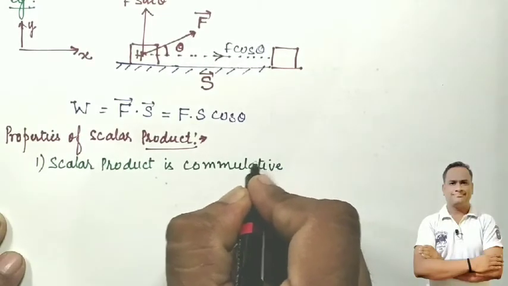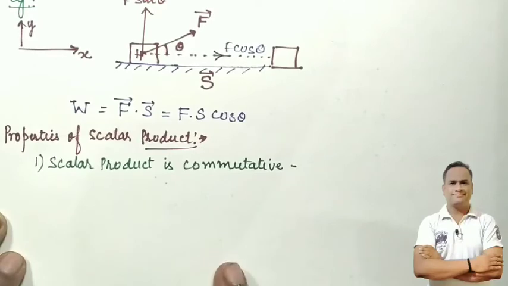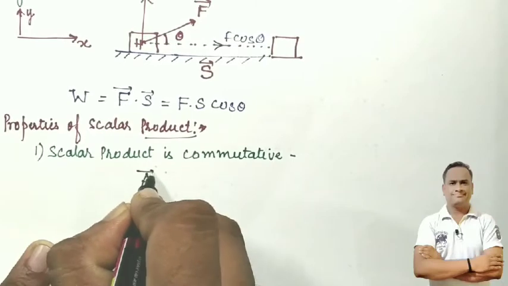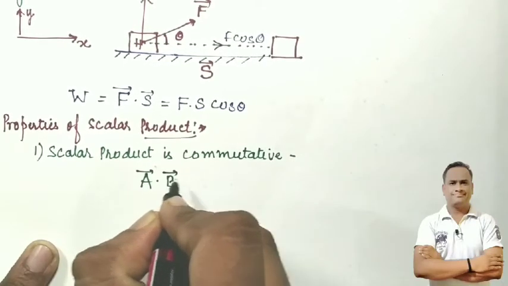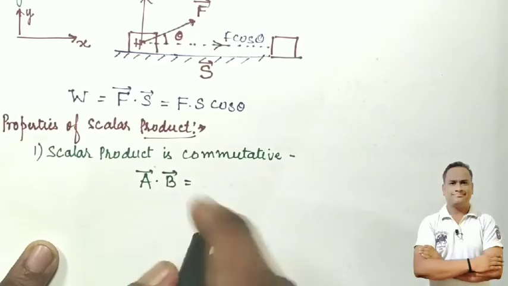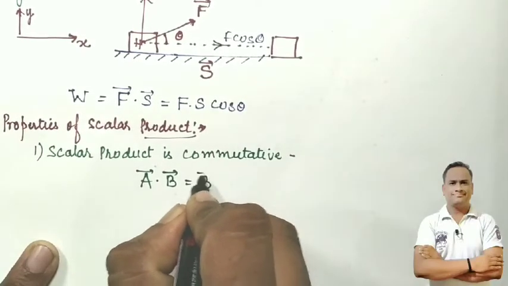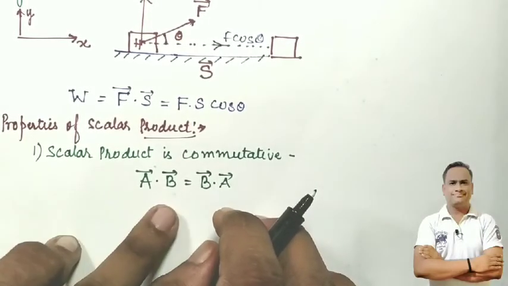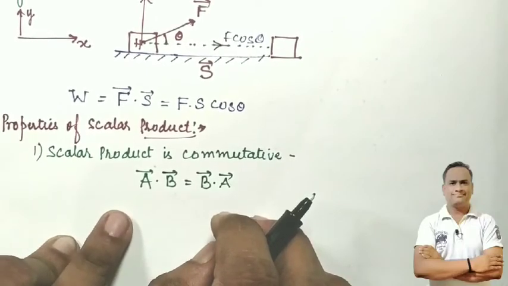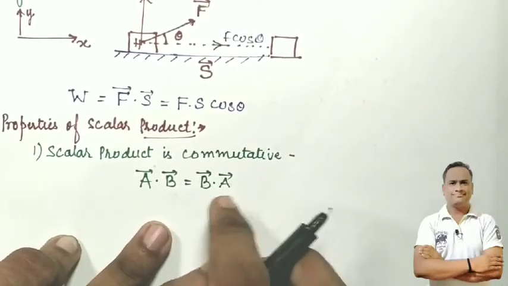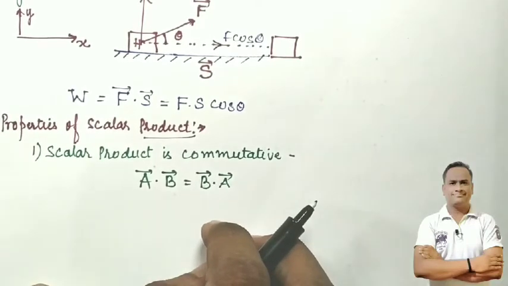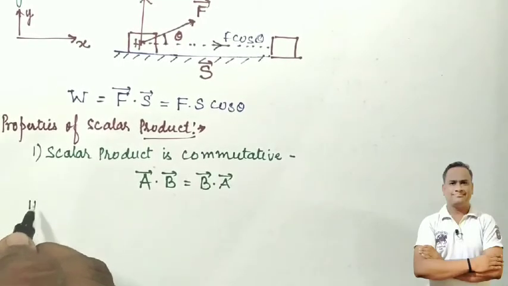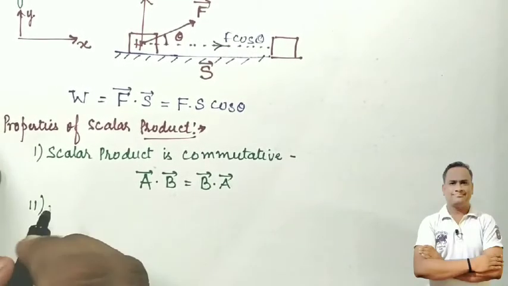What does it mean? Why am I writing this? It means that if we change the order of the two vectors, there will be no change in their product. If we write A dot B, and if we write B dot A, there will be no change in their product. A dot B is equal to AB cos theta and B dot A is equal to BA cos theta, which give the same result as a scalar quantity. Okay students, now the next one: the scalar product is distributive.